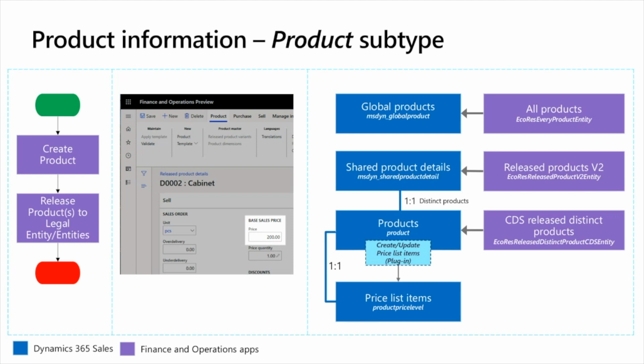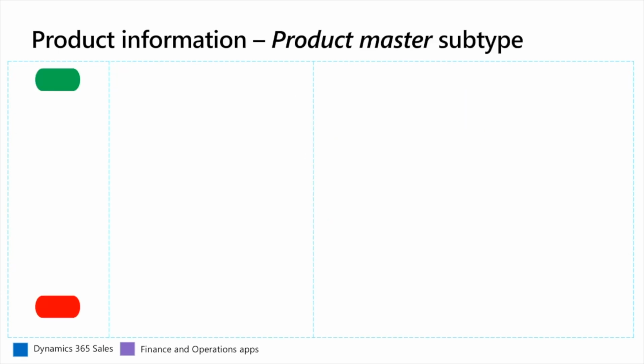Now, if that product has a base sales price set, that will trigger a plugin in sales to create or update a price list item. There's no historical information maintained there in sales, much like the model in finance and operations for this field. If it's changed, that change then flows through to sales and is maintained there as well.